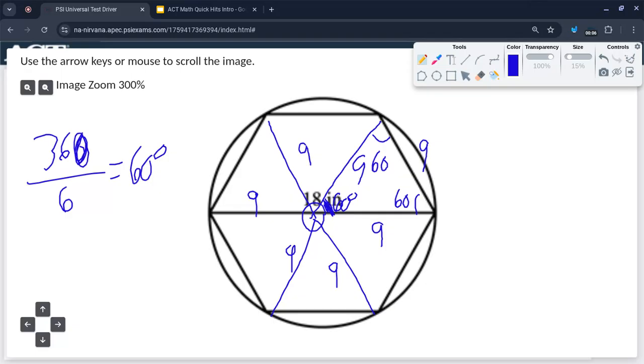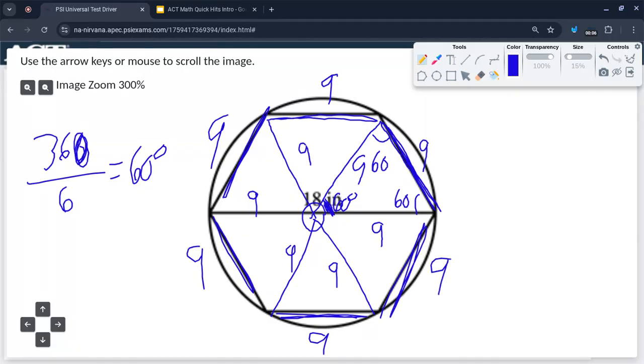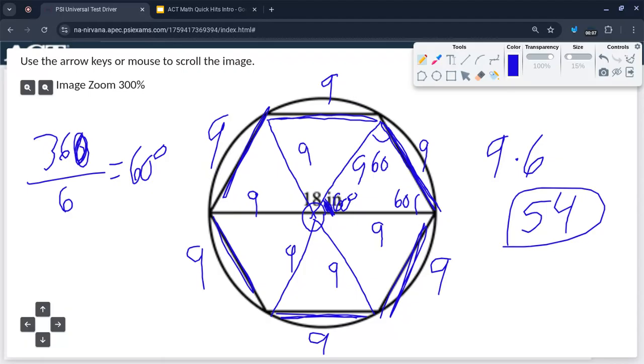So every single side of this triangle is 9, which means that this piece right here is 9. And again, because all these triangles are congruent, this piece is 9. This piece is 9. This piece is 9. This piece is 9. And this piece is 9. So all those pieces are 9. So I just add all those up, or just do 9 times 6, and 9 times 6 gives us 54. So 54 inches would be our answer.